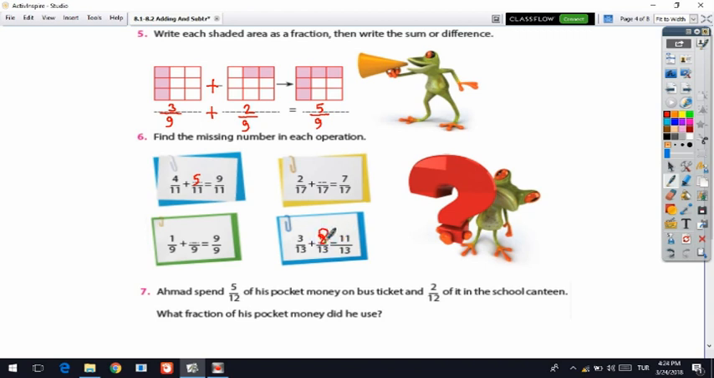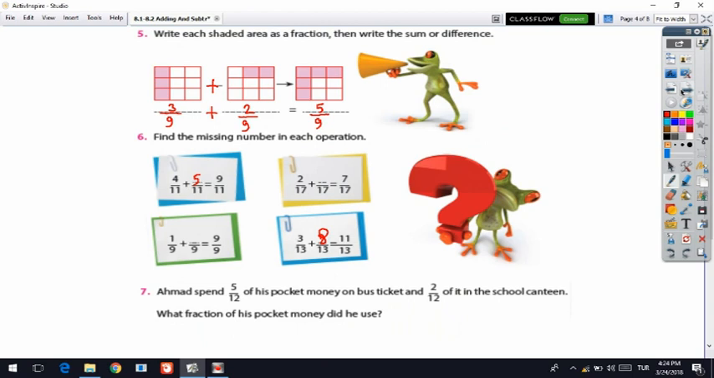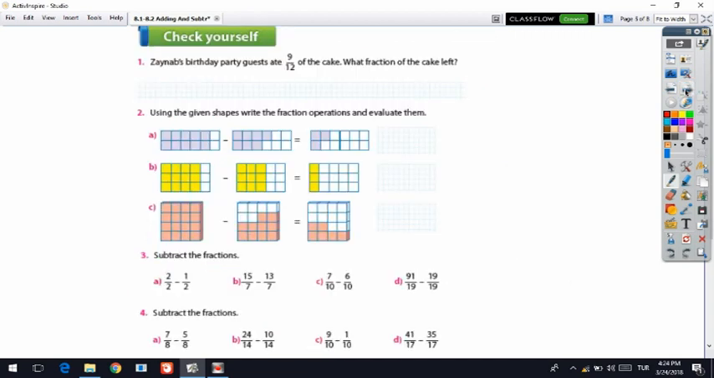Okay, we have another question, question 7. Ahmed spent 5 over 12 of his pocket money on a bus ticket and 2 over 12 of it in the school canteen. What fraction of his pocket money did he use? So as I said before, this is much the same as question 3 and question 7. You just add 5 over 12 plus 2 over 12 is equal to 7 over 12. That's it.